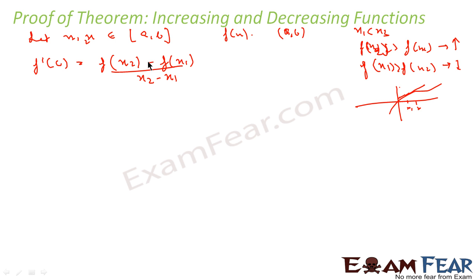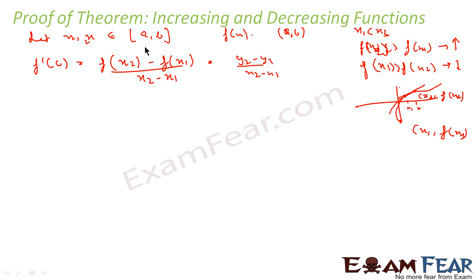And when I say f of x2 minus f of x1, that is nothing but y2 minus y1, because this point is x2 comma f of x2, and this point I write here, x1 comma f of x1. So this is nothing but y2 minus y1 by x2 minus x1, because this is slope. So slope at this line is nothing but f dash c, and that is nothing but y2 minus y1 by x2 minus x1. y2 and y1 is nothing but f of x2 and f of x1. So this is what I get.